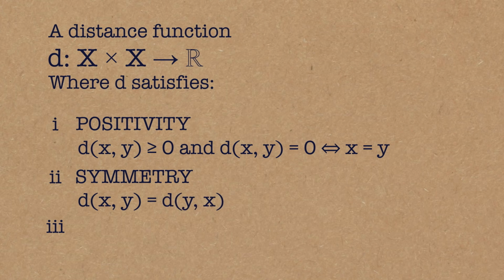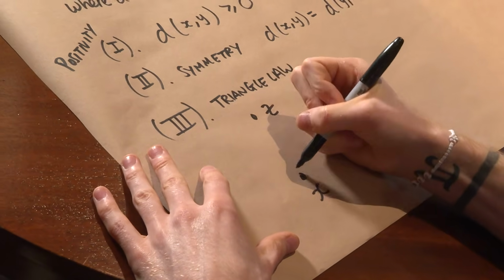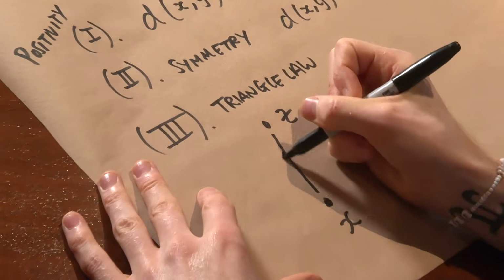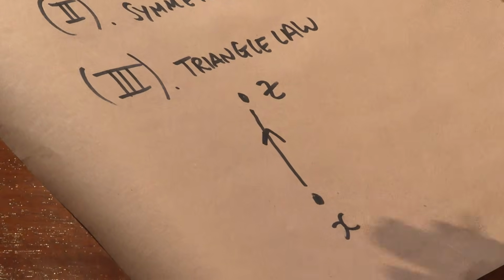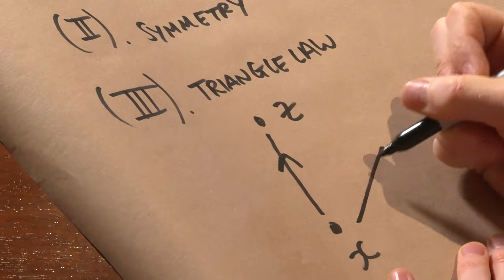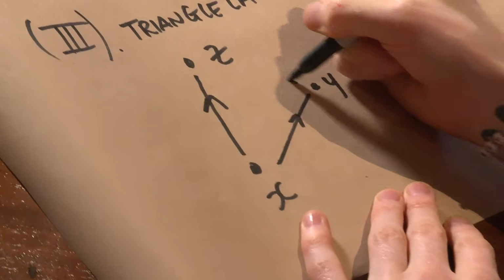The third one is called the triangle law. Now this one is best seen by a picture. If I start at a point x and I want to go to point z, then what this says is moving directly from x to z is always going to be faster than going via some third point y.